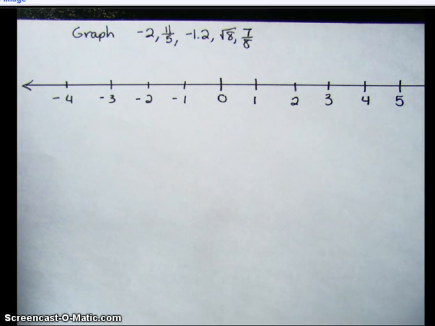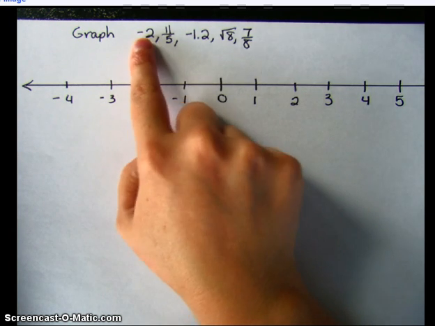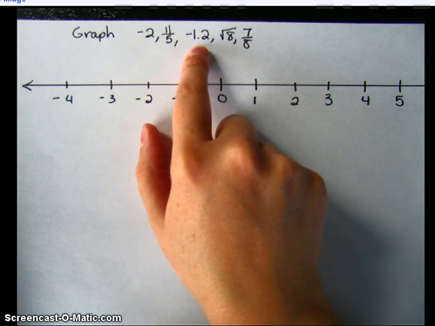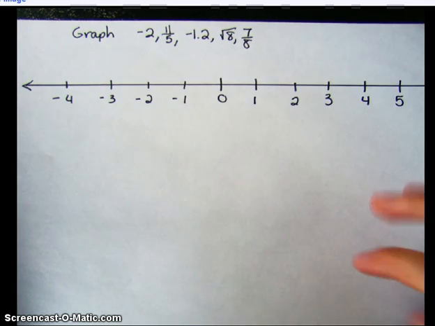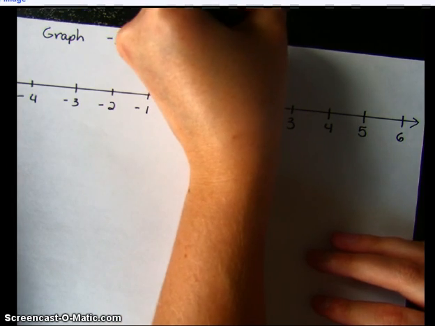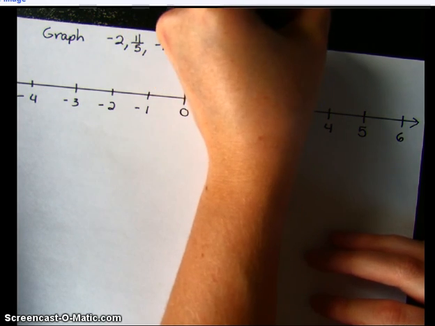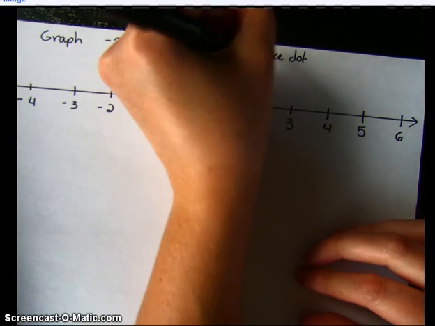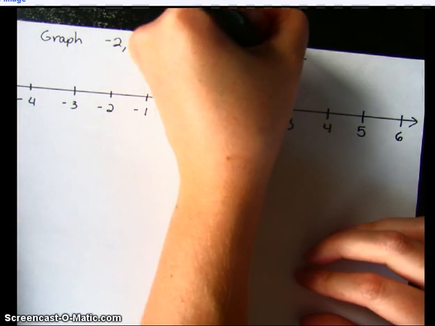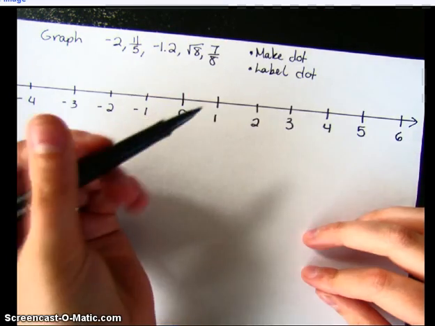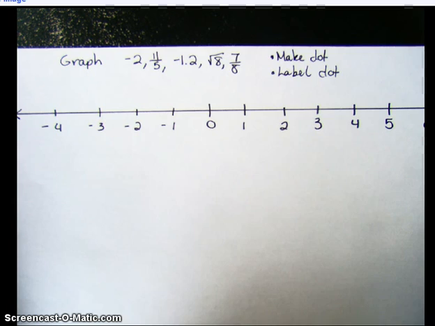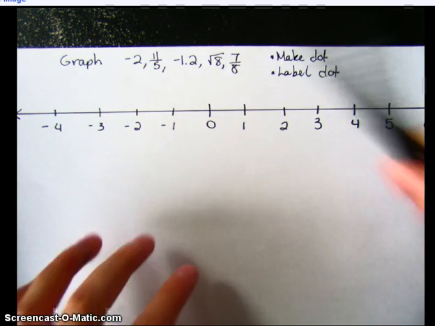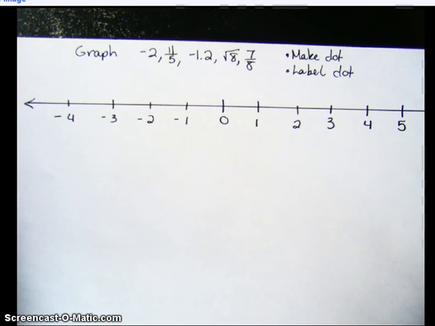So your homework asks you to graph a set of numbers on the number line. I have asked you to graph -2, 11/5, -1.2, square root of 8, and 7/8. When I say I want you to graph, that means I want you to make a dot wherever that number is, and then label the dot. It is really important that you label the dot, because if you don't, I have no idea which of these numbers you're talking about. So we are going to do these together, and hopefully that will help you understand a little bit better.